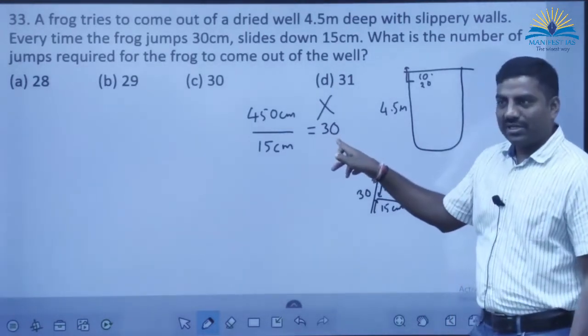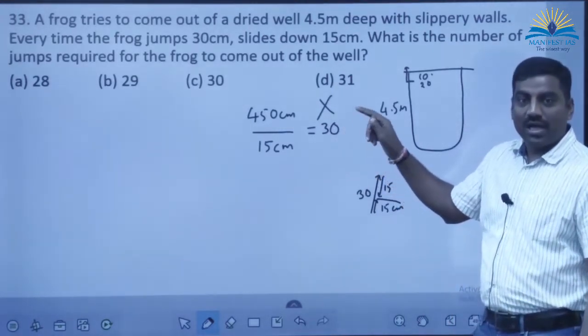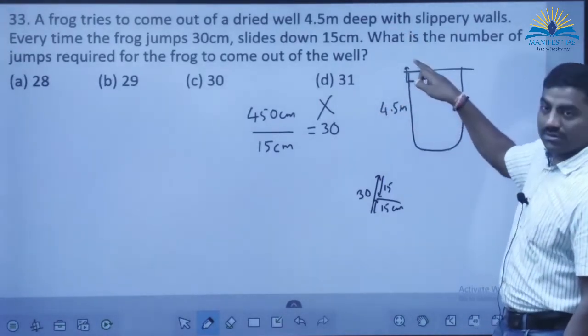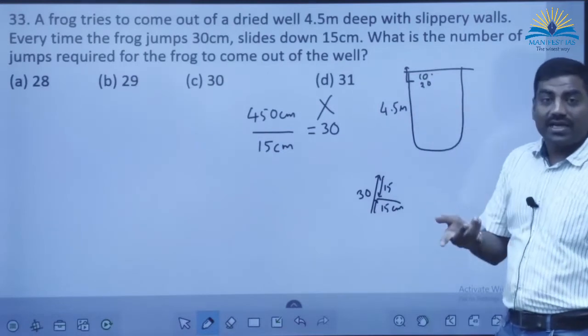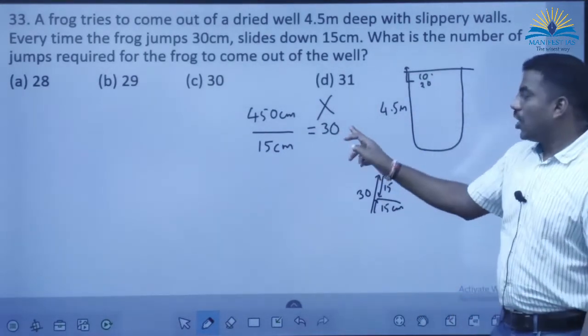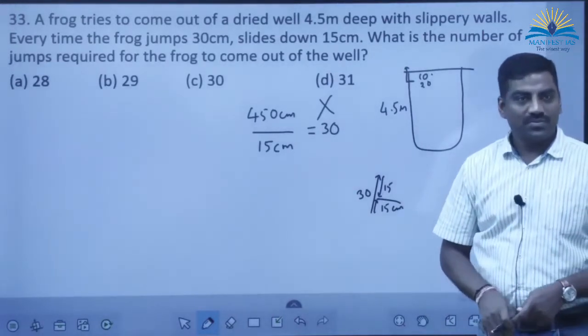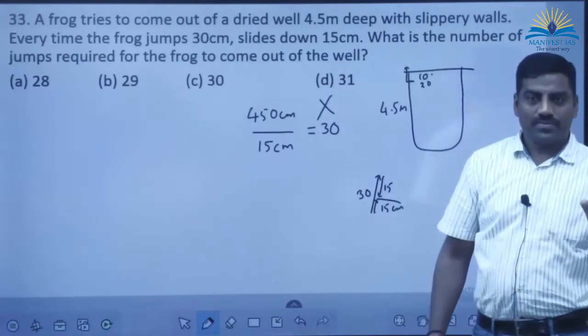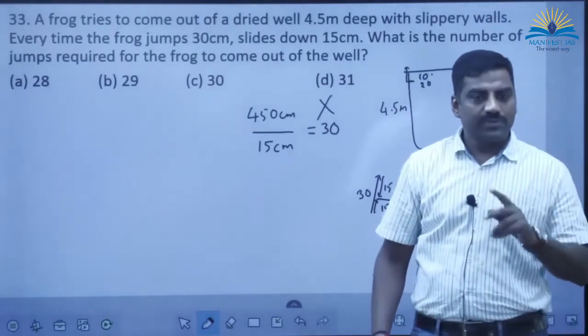According to our mathematical solution here, after it jumps, it will slip back. Let's say it jumps, slips back. From the air it cannot slip, no? It will be out of the well. So, it is not 30 times. In such cases, always go 2 steps back. Always go 2 steps back.